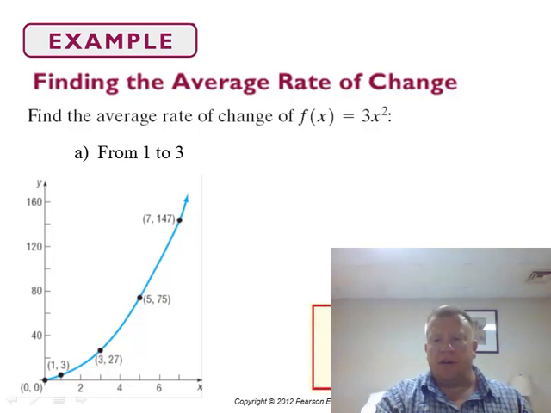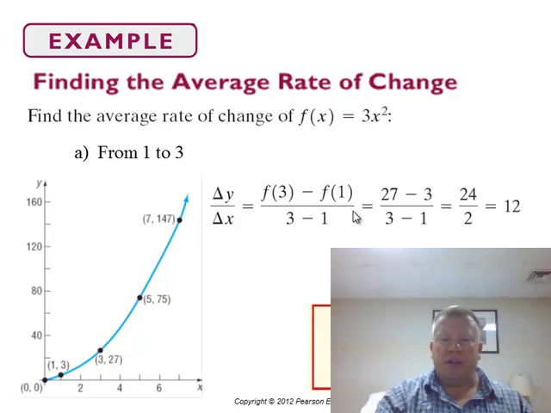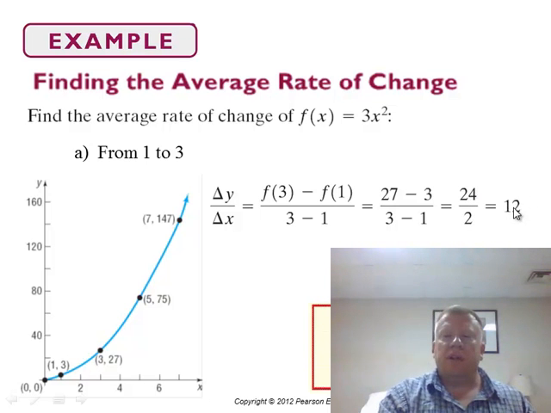Here's delta y over delta x. So, in other words, f of 3 minus f of 1 divided by 3 minus 1. But f of 3 is 27, see, 27 right there, minus f of 1, which is 3, which is 24. 27 minus 3 is 24, divided by 3 minus 1, which is 2. 24 over 2 is 12. So 12 is the average rate of change of the function between these 2 points in time, or x.